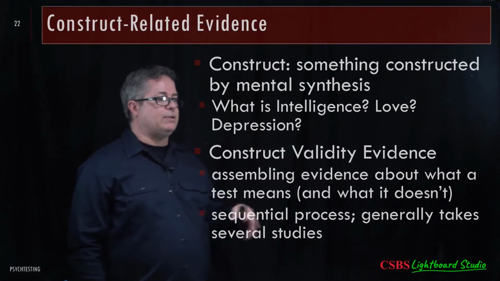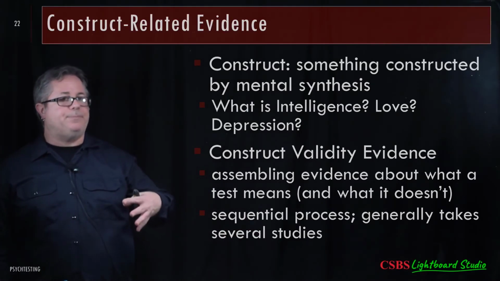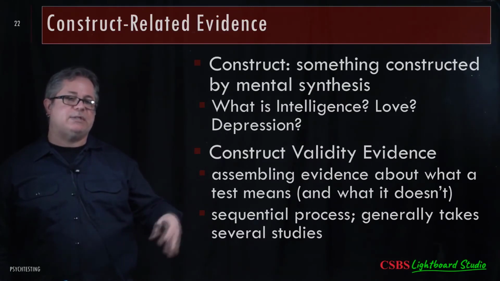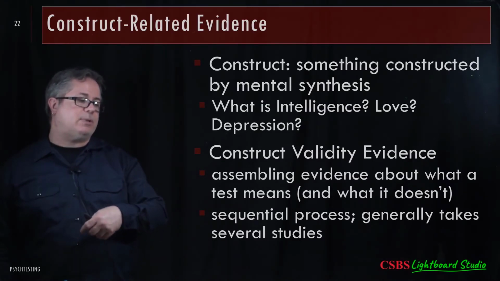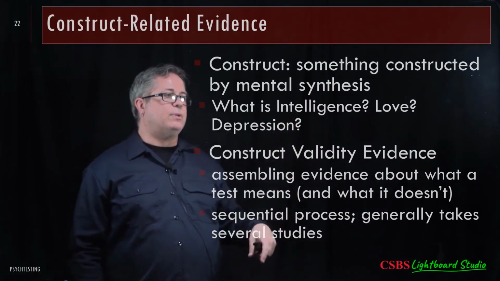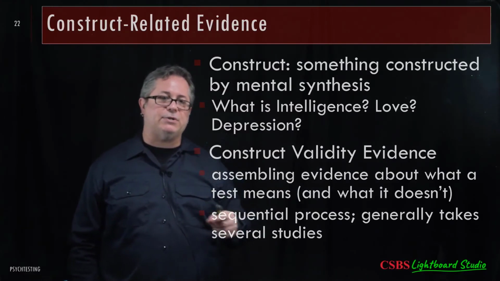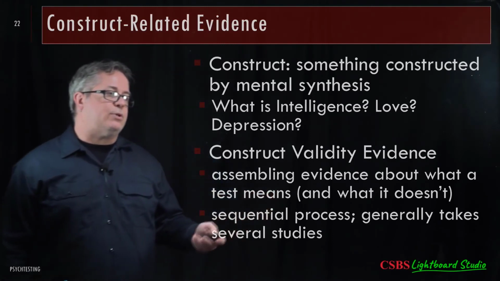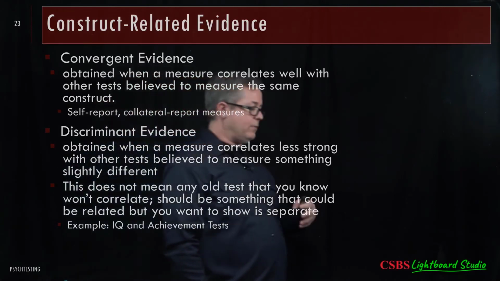It's an iterative, sequential process of testing and editing that generally takes several studies to show, right? You use content-related evidence to develop the content. You use construct-related evidence to then develop and fine-tune that content so that it actually is measuring what you want. So again, it's a sequential process. It usually takes several studies to identify this stuff. This should sound familiar. We talked about this earlier.